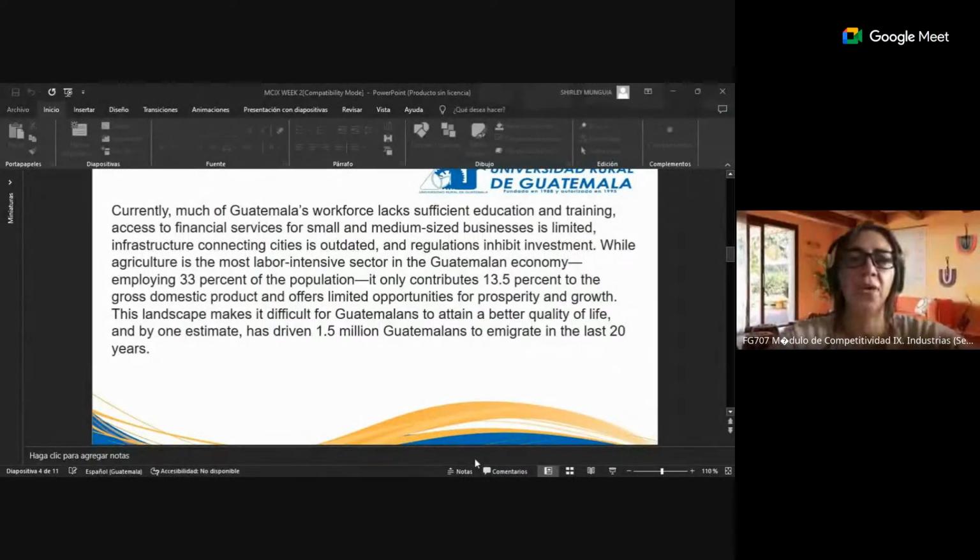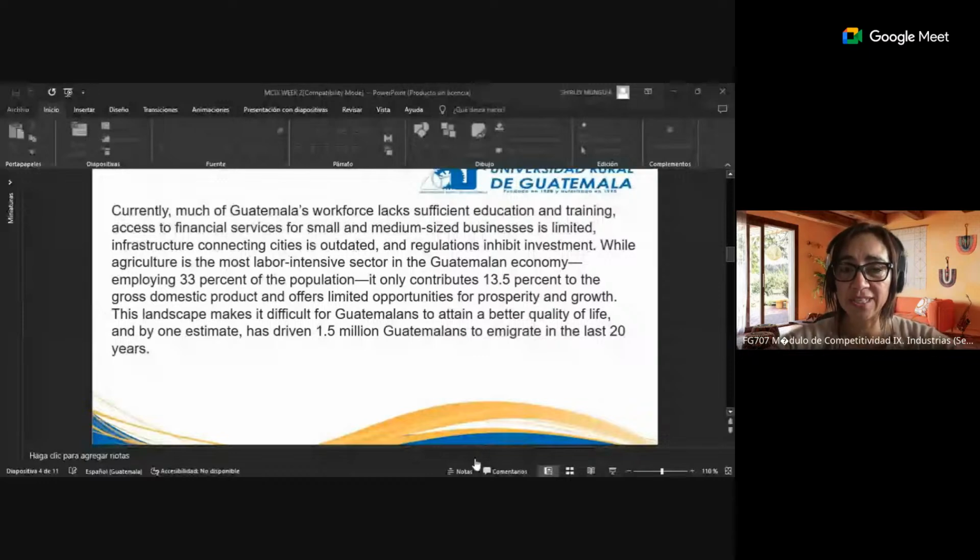Okay. Currently, much of Guatemala's workforce lacks sufficient education and training. Access to financial services for small and medium-sized businesses that we have in here is limited. The infrastructure connecting cities is outdated. You can see in all our roads that we really have a bad situation in the infrastructure. So that's kind of hard right now.